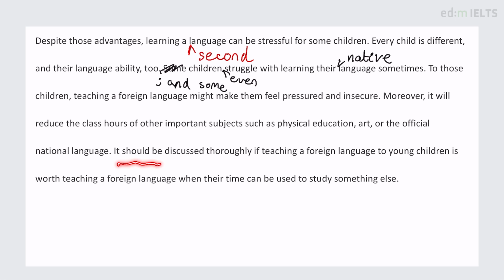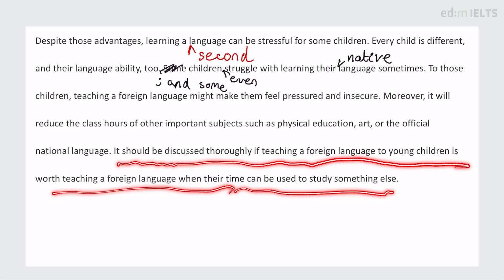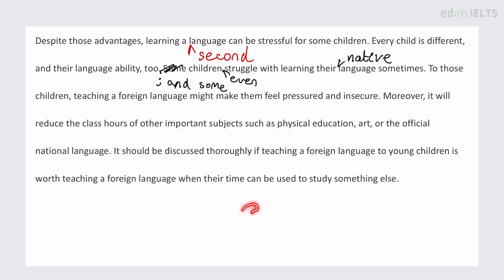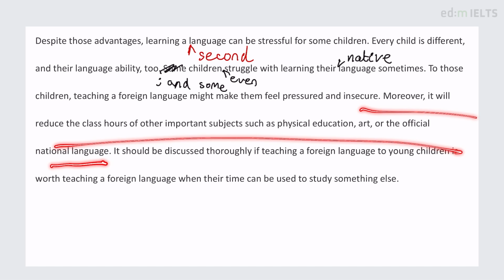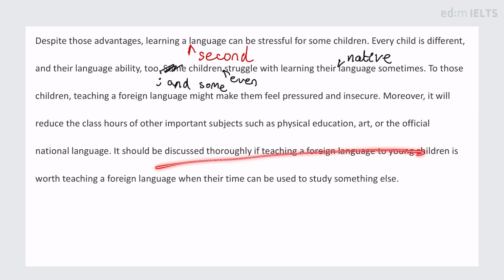It should be discussed thoroughly if teaching a foreign language to young children is worth teaching a foreign language when their time can be used to study something else. That's very hard to understand, isn't it? Big question mark, big confused face. So huge contrast. You've got this excellent, very easily understandable sentence here, then you've got this very confused sentence here. So let's change this. It should be discussed thoroughly, so by parents, teachers, educational experts, the headmasters or principals of schools, government officials like the Secretary of State for Education.